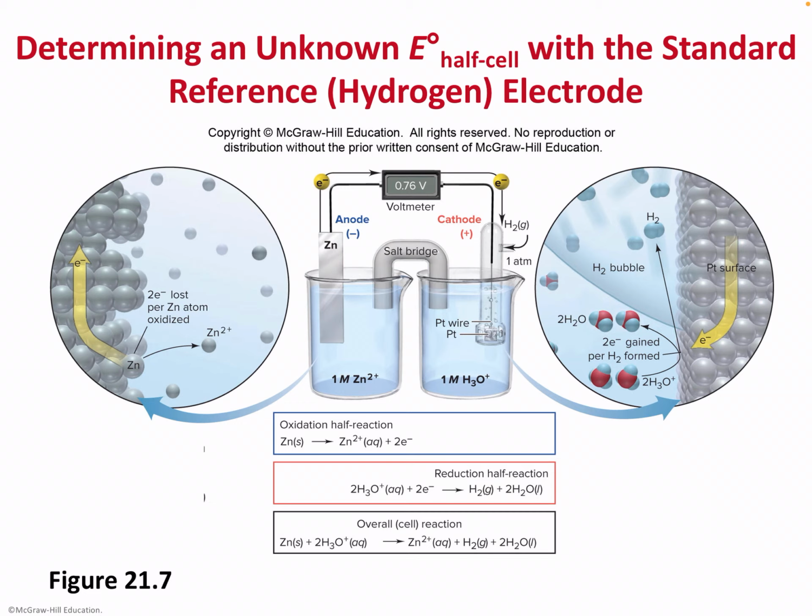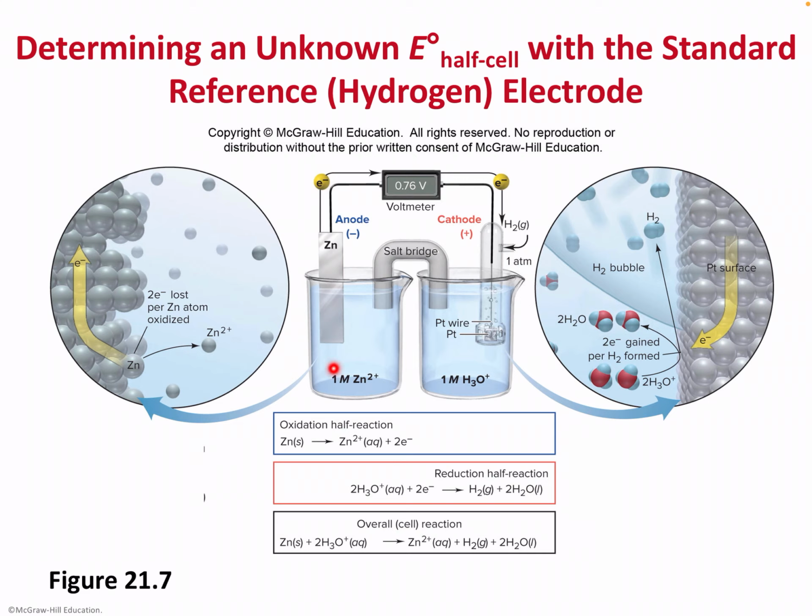Determining unknown E0 half cell with the standard reference hydrogen electrode. This is how we find out unknown E0 half cell against the hydrogen electrode. So you have 1 molar zinc. Now the hydronium ion represents the hydrogen ion, H plus ions. Since hydrogen is set to 0, this one over here, zinc, has a higher electrode potential. Let's say you don't even know that. You just put it together.